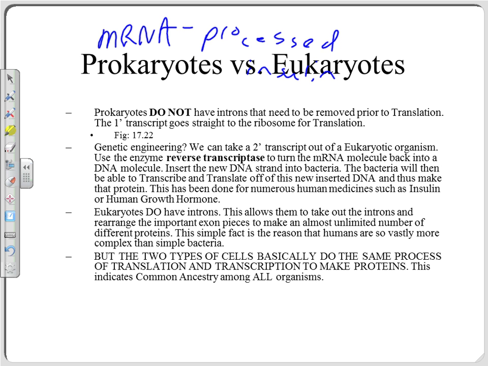But what had already happened to that piece of mRNA? The introns were already taken out. Exons spliced back together. Well, they still needed to do a little bit more with it because they couldn't put mRNA into the bacteria either. They need a piece of DNA. So some guy was thinking when he did this. He took this mRNA and he treated it with reverse transcriptase.